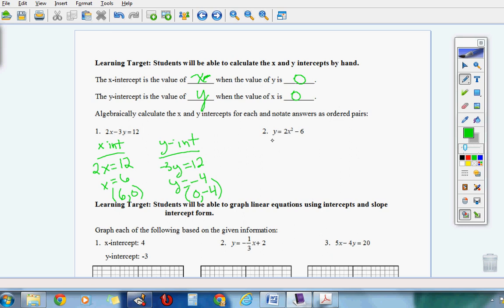Okay, the next one is a little bit tricky because when we look for the x-intercept and the y-intercept, we actually have a quadratic here. So there could be more than one intercept. The x-intercept is when I put in 0 for y. So this is the trickier one. 0 equals 2x squared minus 6. Add 6 to both sides. 6 equals 2x squared. Dividing by 2, we get x squared equals 3.